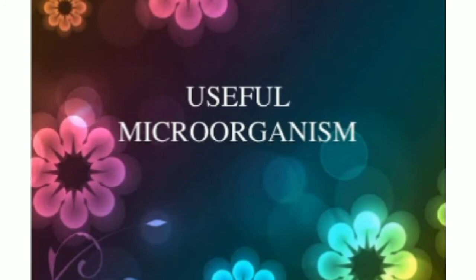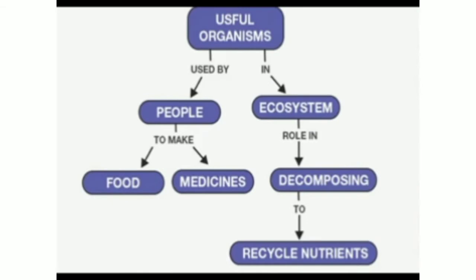Useful microorganisms are used by people for making food and for the production of medicines, while microorganisms also play an important role in an ecosystem. They act as decomposers in the recycling of nutrients, and hence they are called decomposers. Certain types of bacteria and fungi play an important role as decomposers in ecosystems and also in different nutrient cycles.